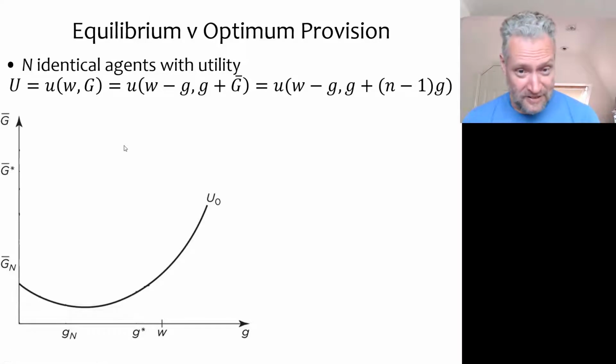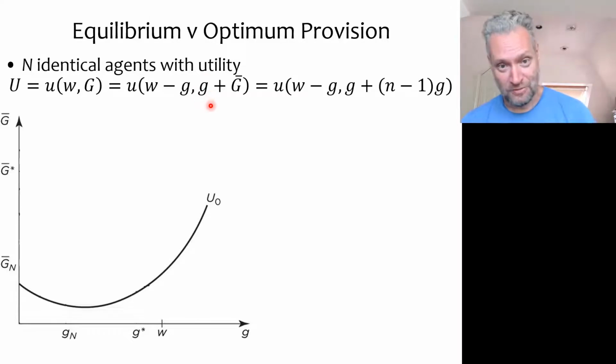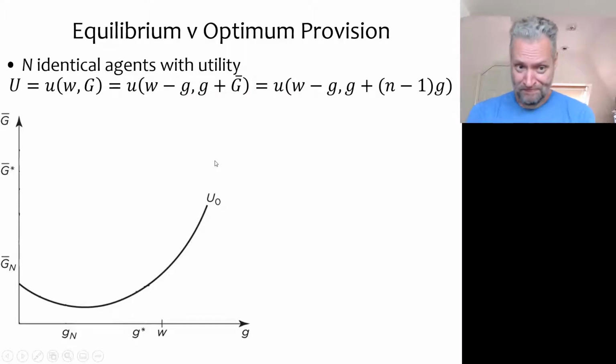G is privately provided, everybody contributes a little bit. G bar is how much others provide, and small g is how much you yourself provide. And then total provision is just a simple sum of these two. Now, of course, if you provide public good, that means that you have less private good, because part of your budget goes to providing the public good. So this is what the utility function looks like.